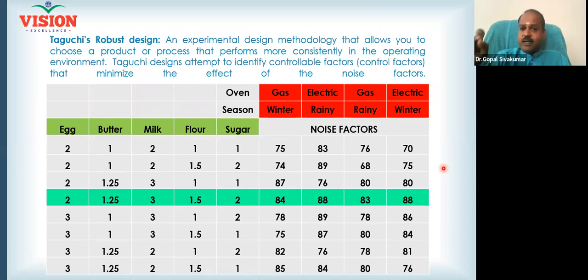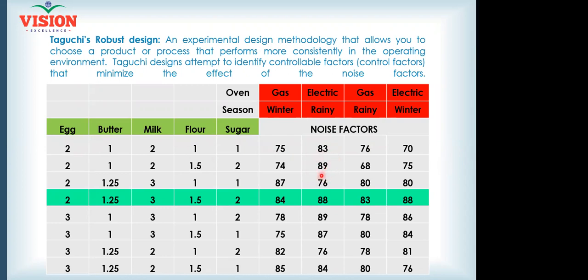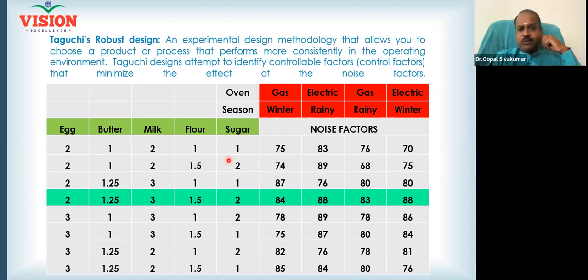What is your expected requirement? Taste should be minimum 80. Now, which particular combination of the egg, butter, milk, flour and sugar will you choose? Will you choose this one, where the cake taste is very high? 89. Can I go for this combination? Second row, number 2. Yes. But look at the variation here in this combination.